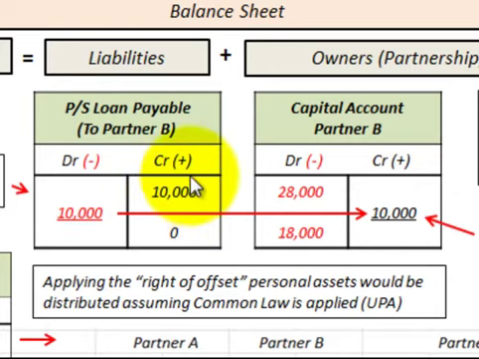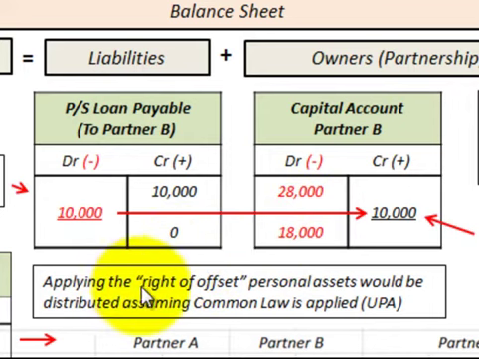So what we do for the right of offset is we close out this loan payable. In this case we would debit it for $10,000, and then we transfer it over here. We'd credit the capital account for partner B for $10,000. And in doing that, we reduce this deficit from $28,000 less the $10,000 from that note payable. We come up with a deficit amount of $18,000 for partner B. So he still owes $18,000 to the partnership.